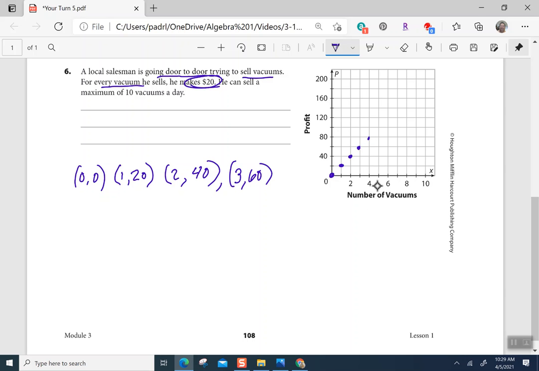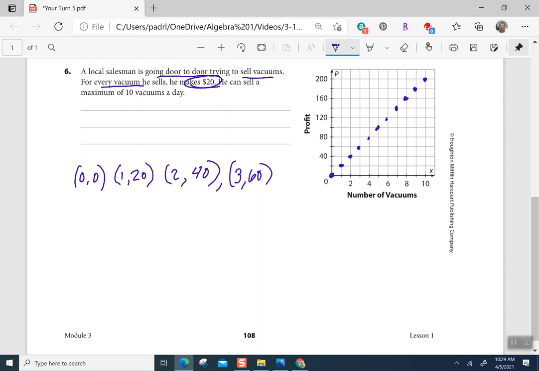So that'll go up to 80. The fifth one will go up to 100. The next one will go at 6. It would be 120. The next one would be 7 at 140. 8 would be 160. 9 would be 180. And finally, his 10th sale would be $200.